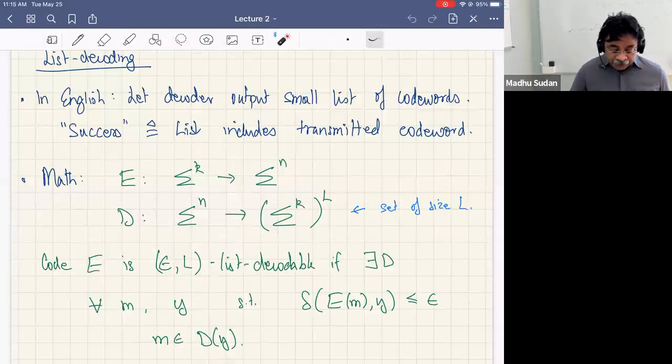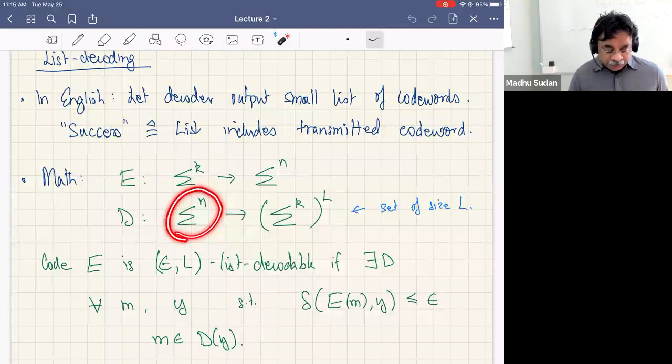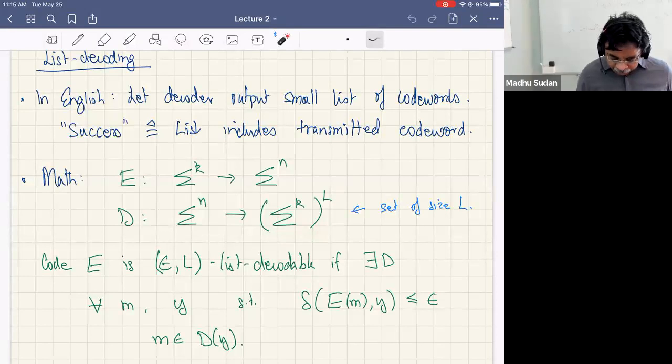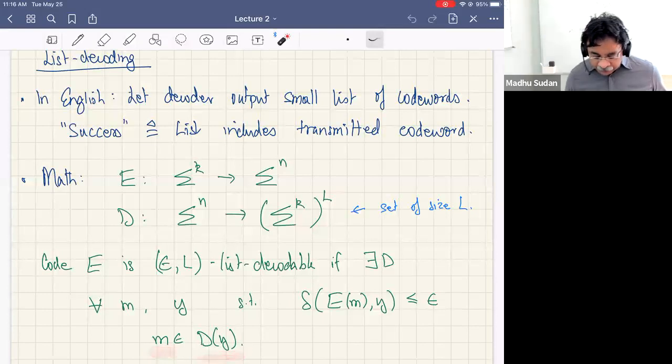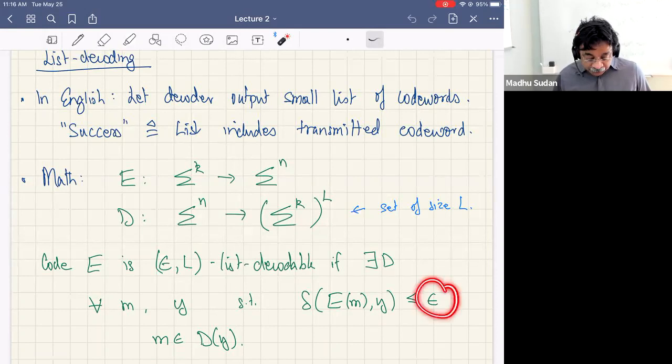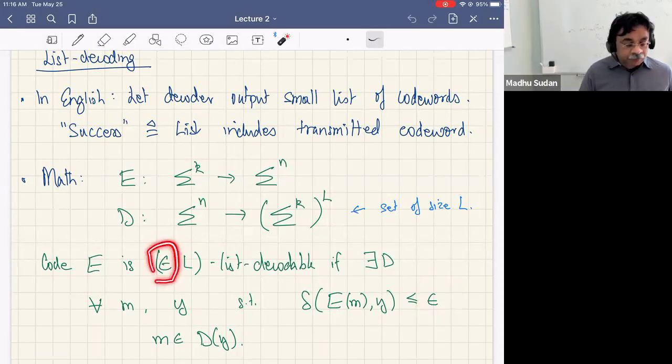So list decoding simply says that your decoder will consider a received vector, which is a corrupted codeword, and output up to L different messages. And we want it to be successful by saying that the correct message that we transmitted is amongst the decoded set, provided what you sent was the encoding of your message and what you received was at distance at most epsilon from this. So this is what it means to correct epsilon fraction errors with lists of size L. Okay.